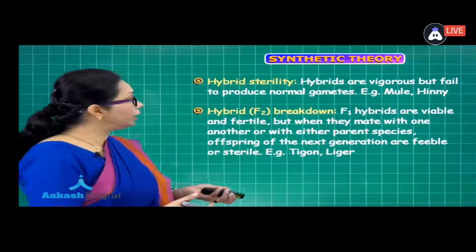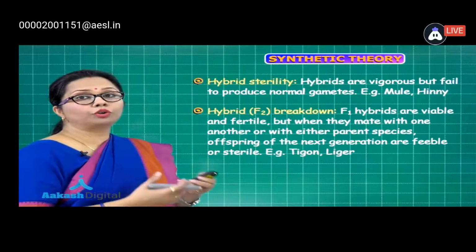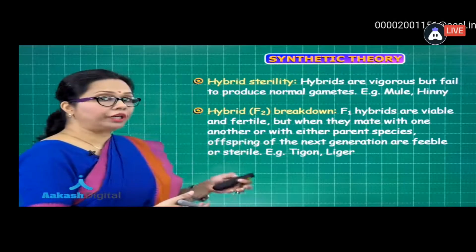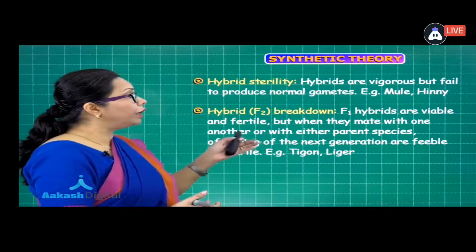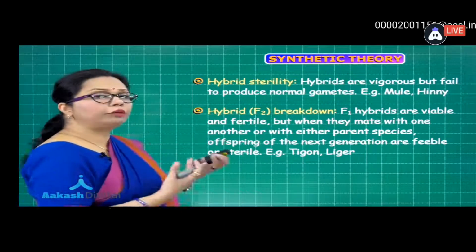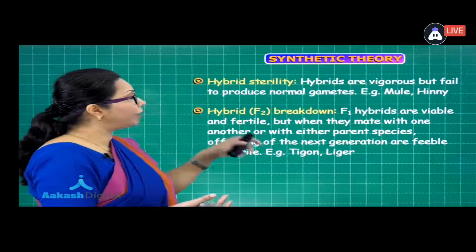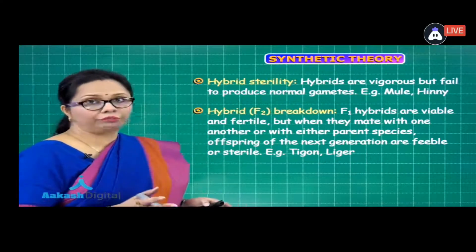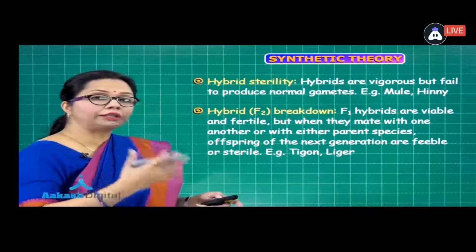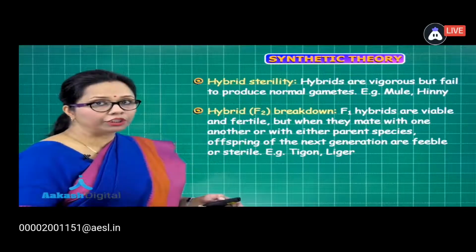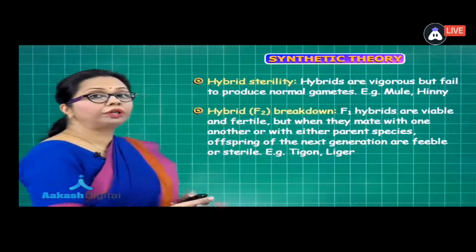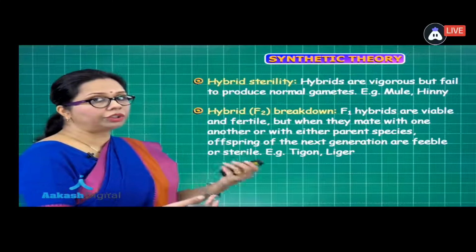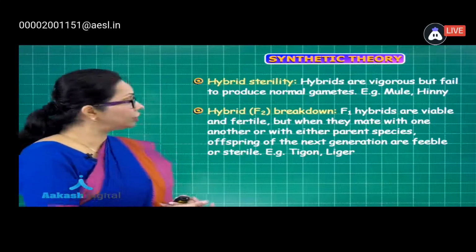Then the last category, that is hybrid breakdown, or which is also called F2 breakdown. Now in this case, the F2 generation, the second generation, will be sterile or it will be too weak to survive. But the F1 hybrids are fertile. Now here, mule and hinny were F1 hybrids. They were sterile. So there itself at the F1 level, further mixing stopped. But here F1 hybrids are fertile, but when they reproduce, their next generation, that is the F2 generation, is sterile.